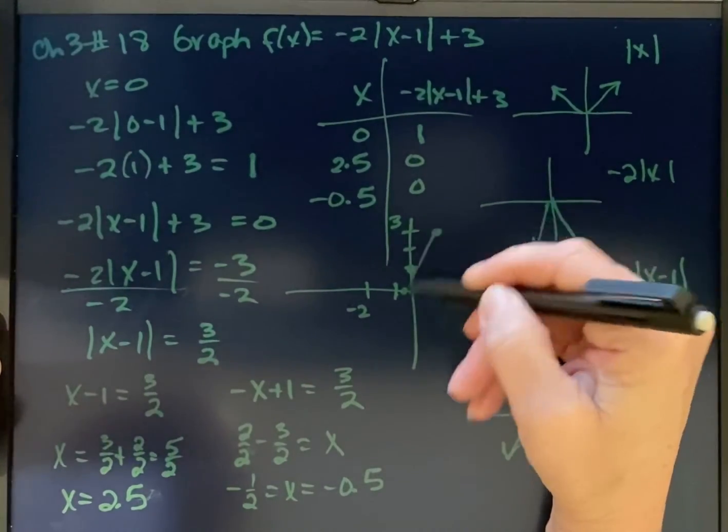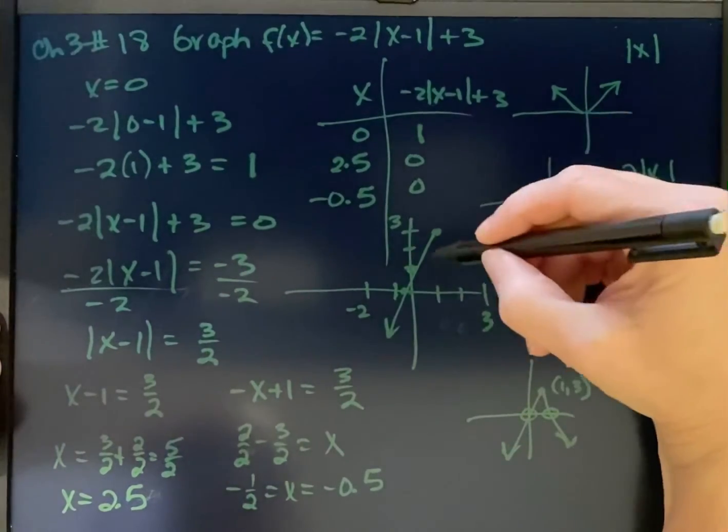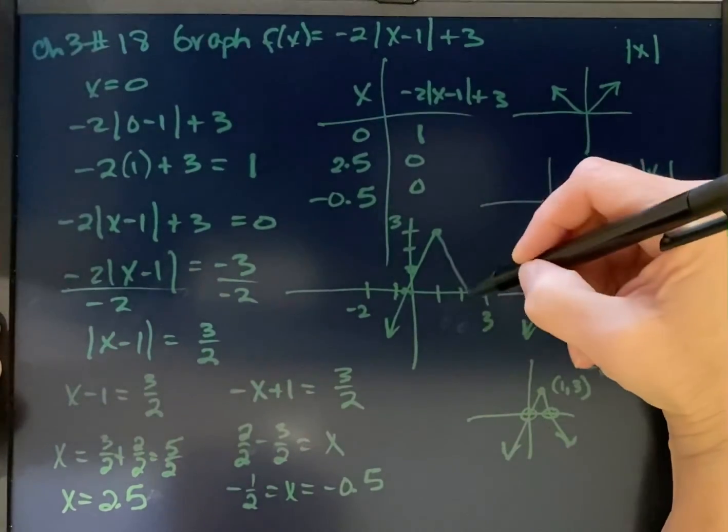So pardon my graph. It's a little crooked, and then it's also going to cut through 2.5. So right there, about there.